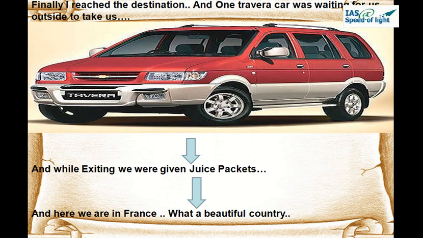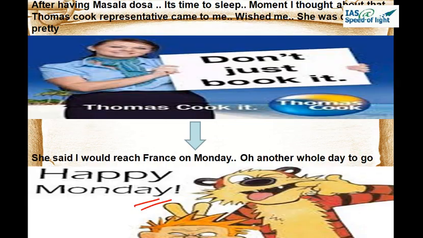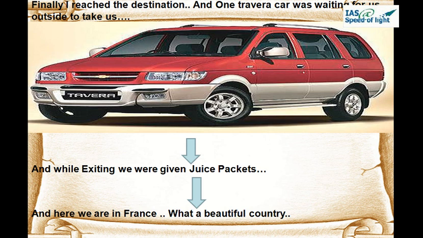Then who came to you? It was a Thomas Cook representative. What she told you, you are going to reach on Monday, right? France, you will reach on Monday. After that, you reach there, and how do you get out of the plane? It was through a Tavera car. At the exit, what was given to you? It was juice packets, right? And then finally, you are in France.